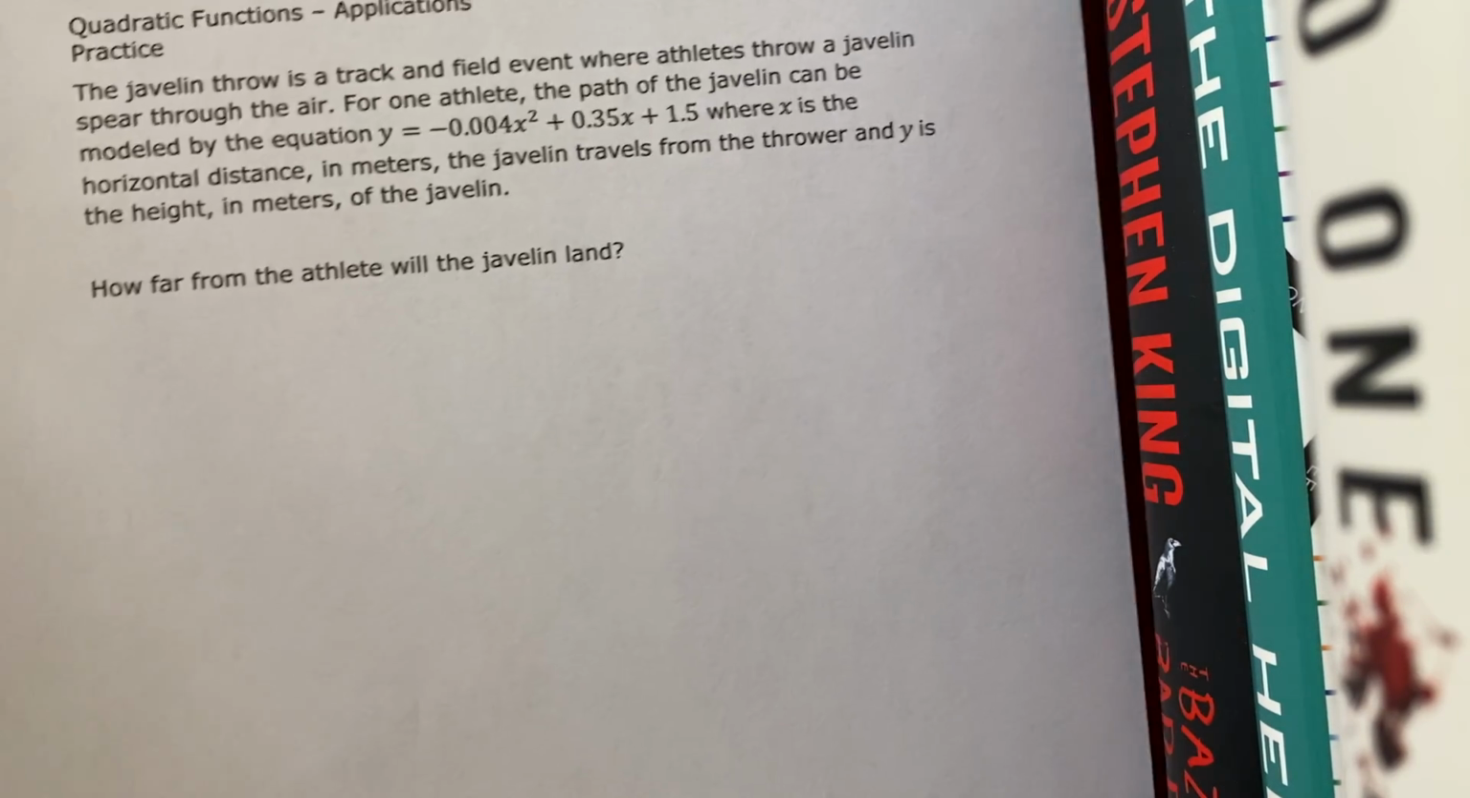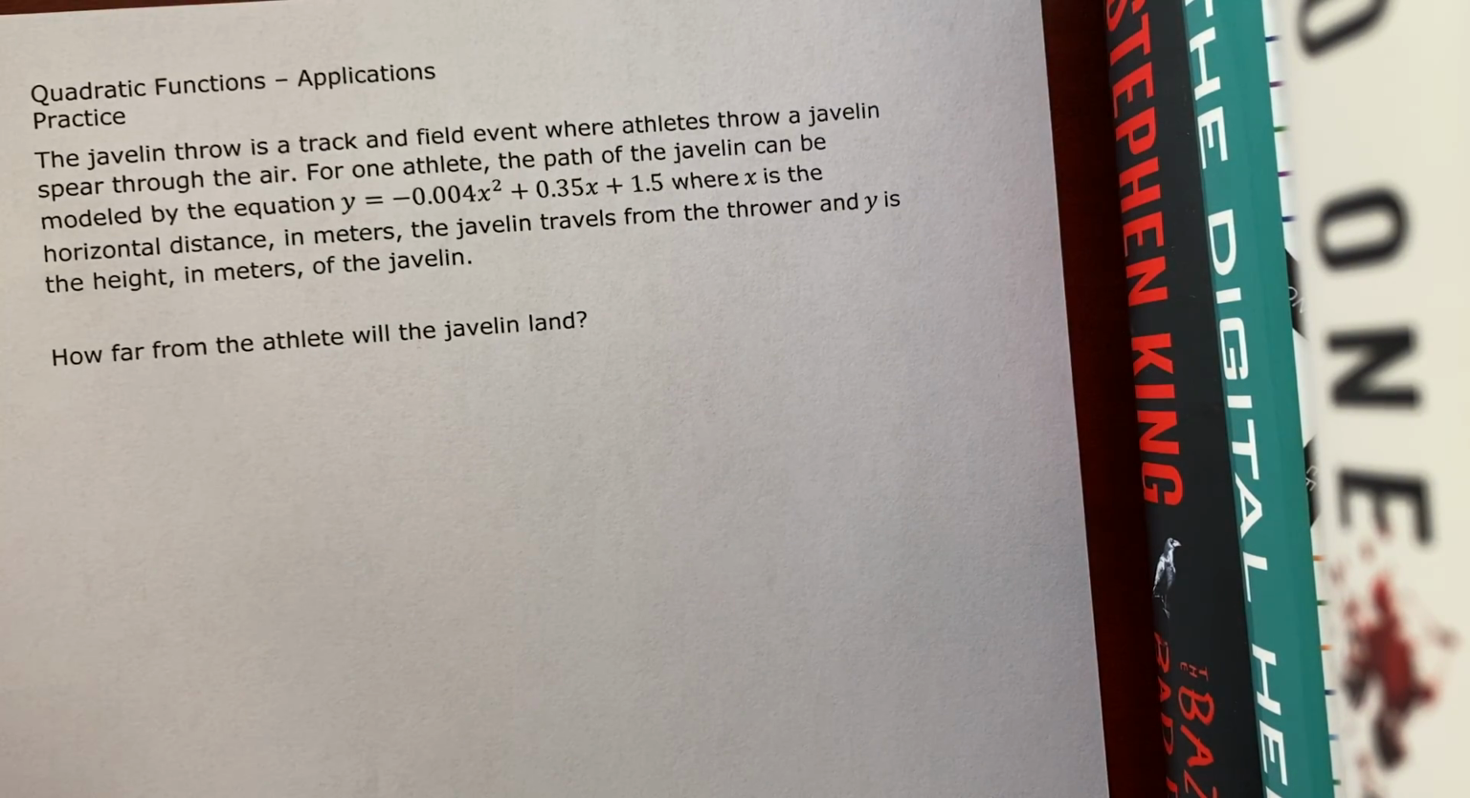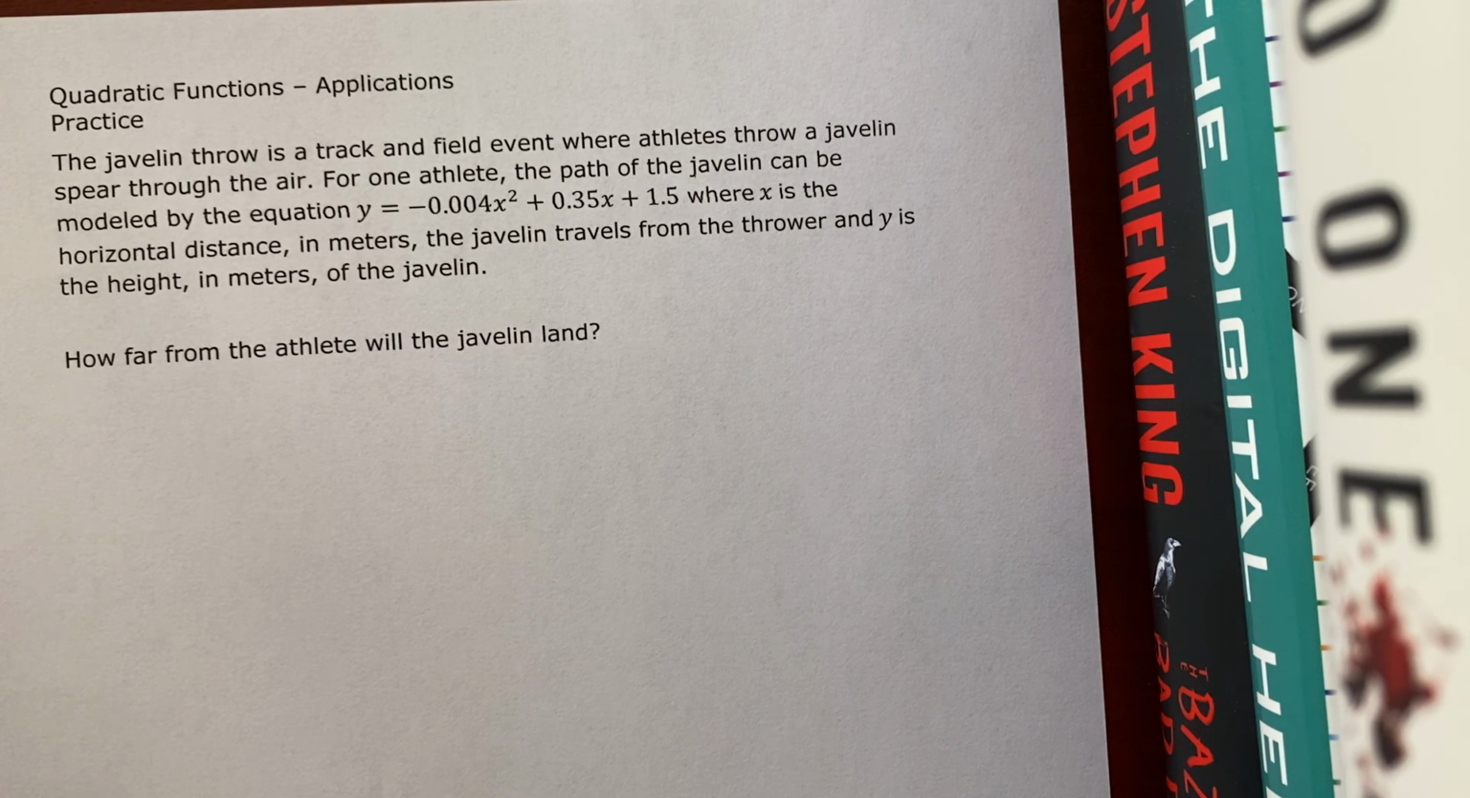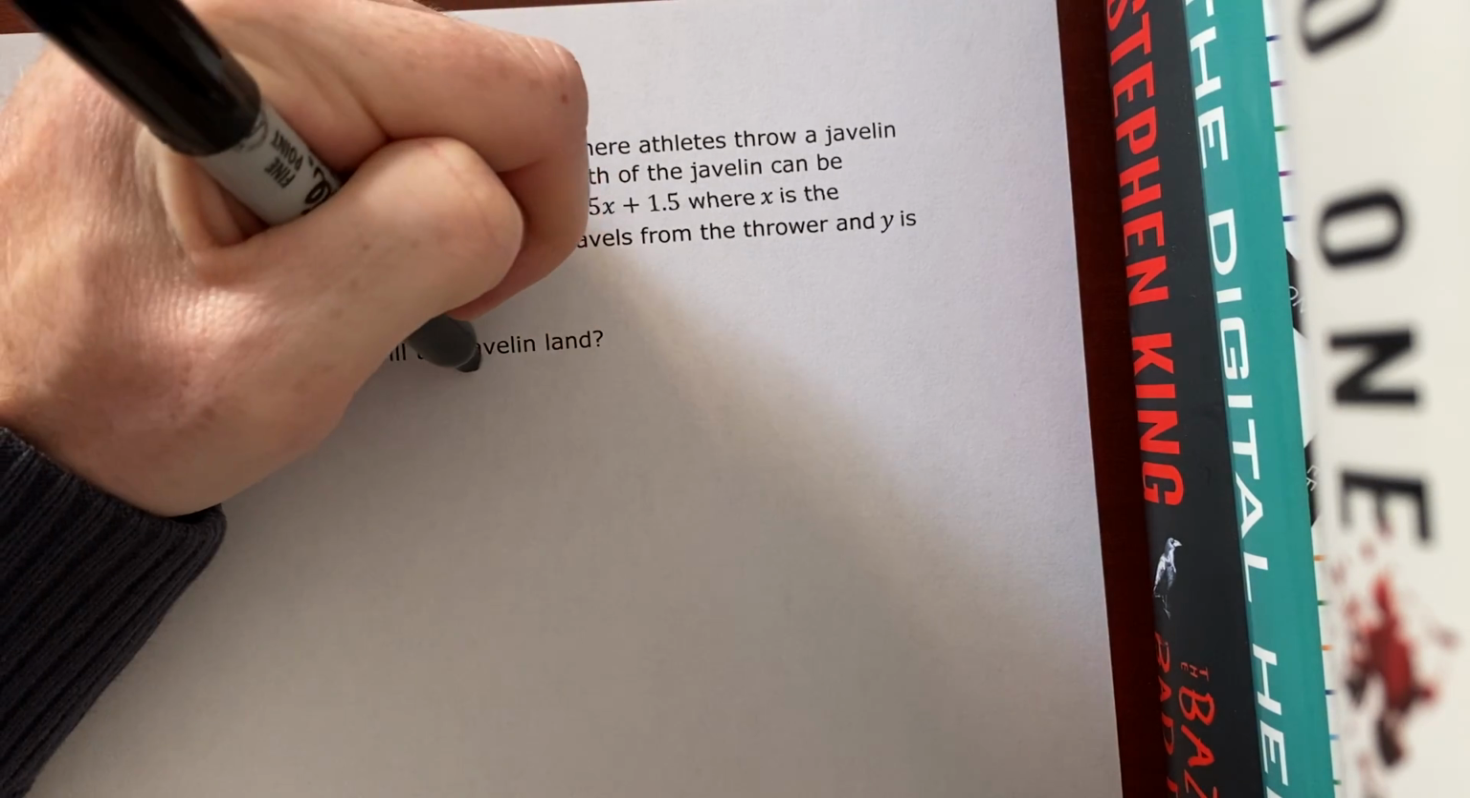That is the javelin throw. So it says that the javelin throw is a track and field event where athletes throw a javelin spear through the air. For one athlete, the path of the javelin can be modeled by the following equation. X is going to represent horizontal distance in meters, and the javelin travels from the thrower, and Y is the height in meters of the javelin. How far from the athlete will the javelin land?